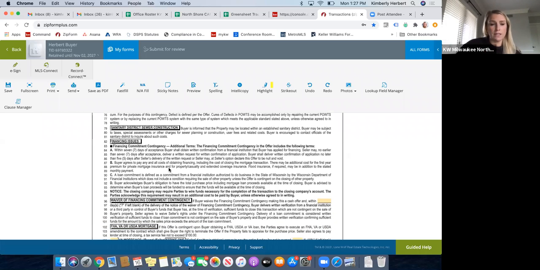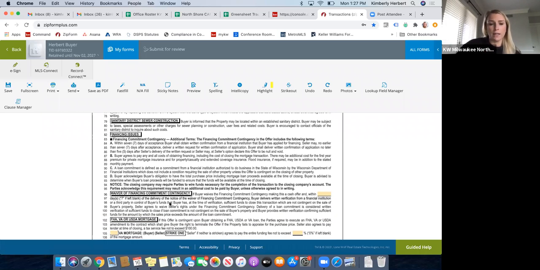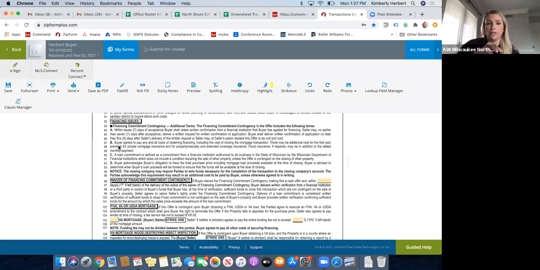All right, the next piece is a big reason why I love GMAR Addendum A, is that it references some additional finance language related to the financing commitment contingency. So there's just additional terms. They state, and again, this is just the language that's automatically incorporated into the offer once this is attached to the offer to purchase, within 7 days of acceptance, the buyer shall obtain a written confirmation from a financial institution that the buyer has applied for financing. So this is separate from your pre-approval letter.